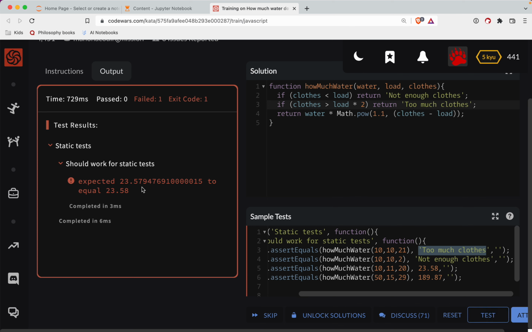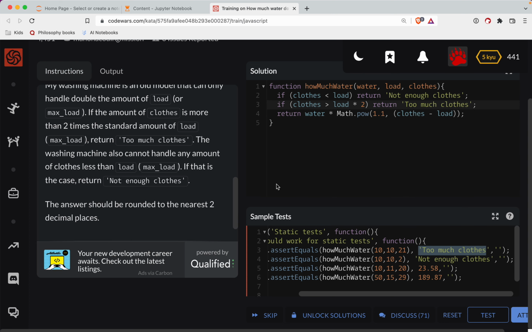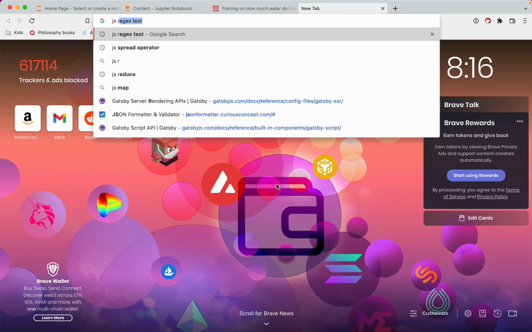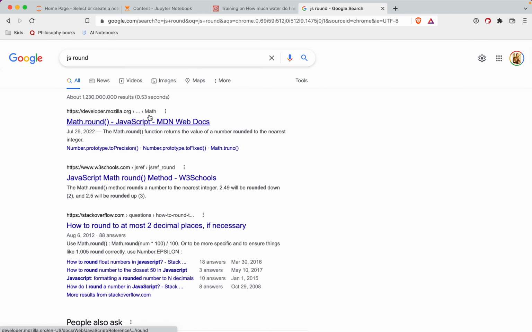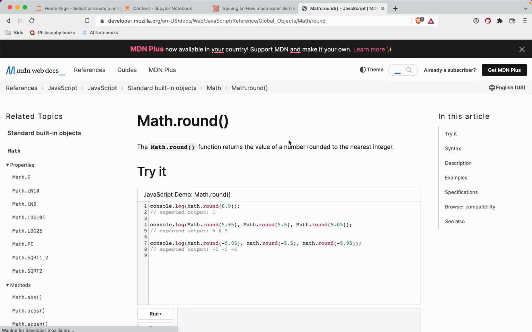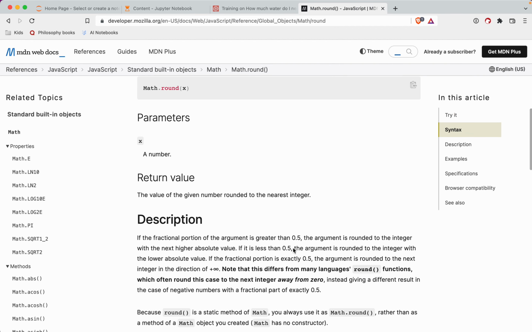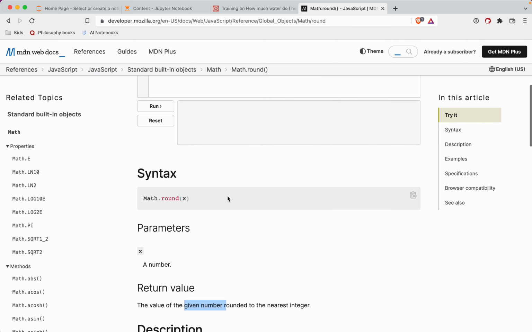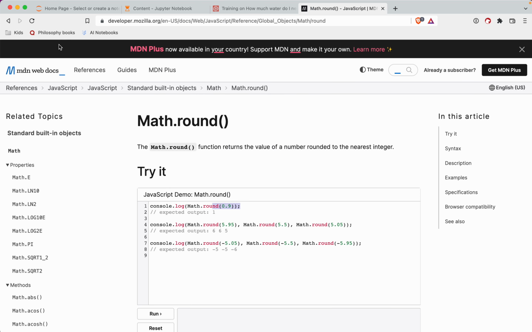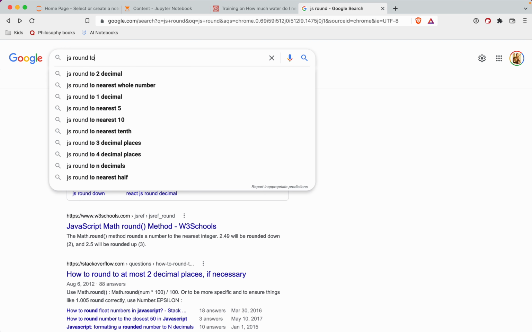Still got it. Oh, I guess we've got to round to the nearest decimal places. JS round, let's see. Math.round, probably some value. Second parameter would be a number. Round it to the nearest integer. That's not what I need. We need round to decimals.